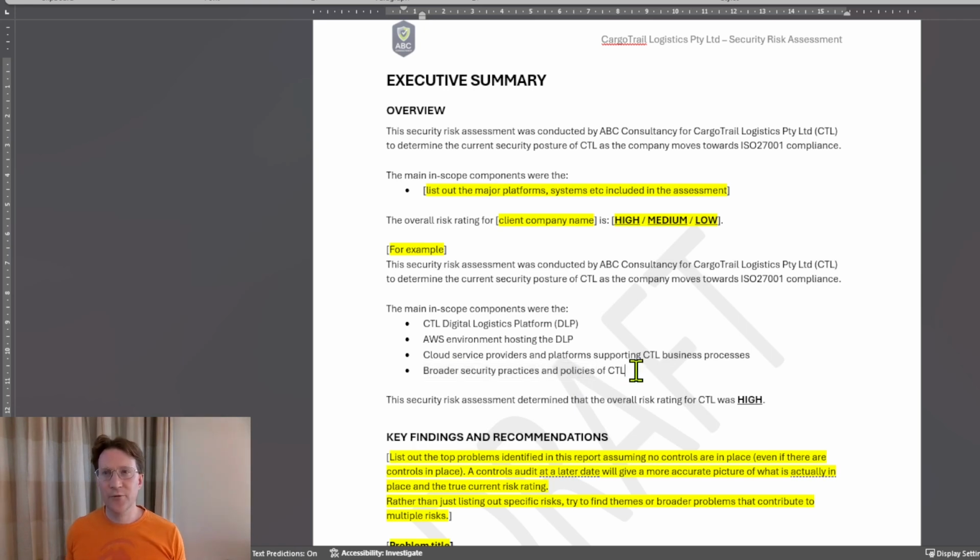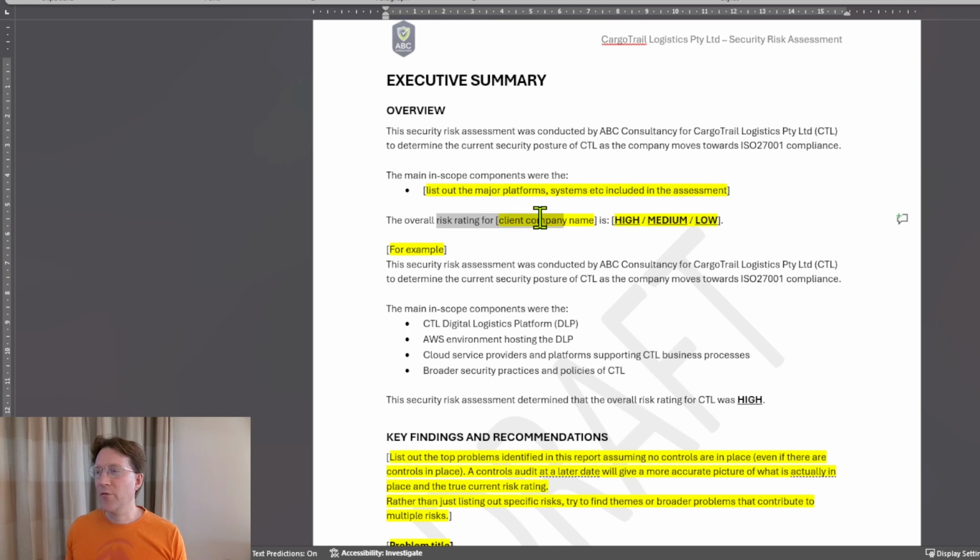Typically, any project that you do will have a specific scope. And so you can summarize this here or list it out if the scope isn't very big, but we're just making it clear to anyone reading the report what we actually looked at as part of the assessment.